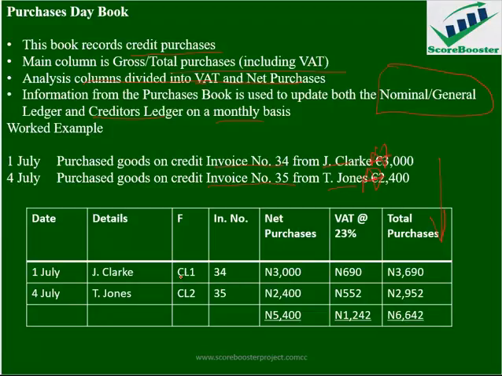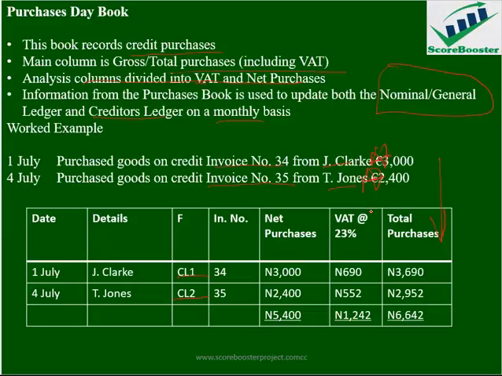This is creditor ledger one, creditor ledger two, because whenever you buy something from somebody on credit, that person becomes your creditor. That's what we are saying. The other time, you have the debtor ledger. So with this, the same thing is also applicable. The same calculation, the same way of doing it.